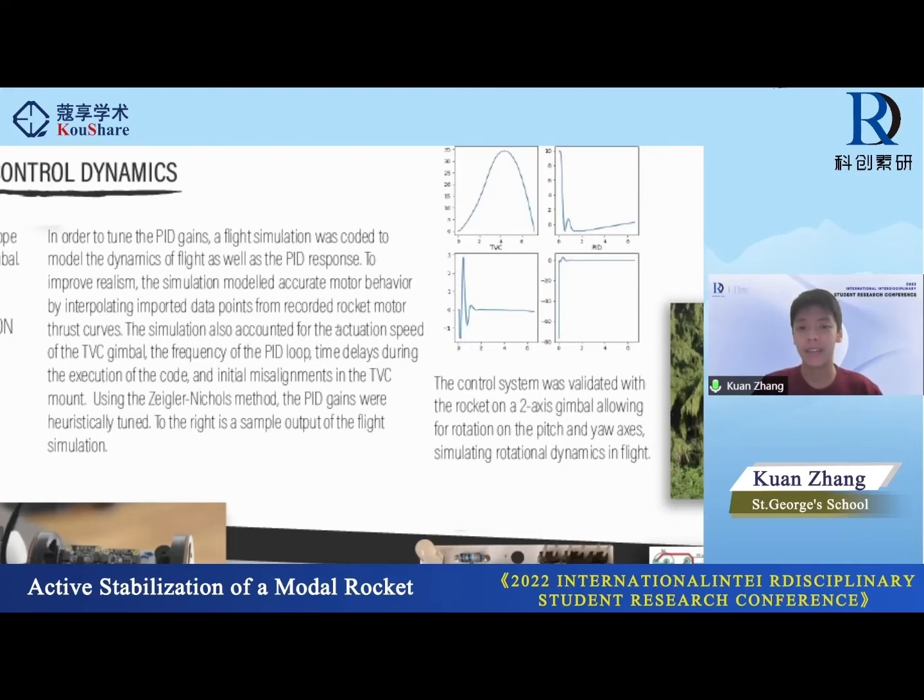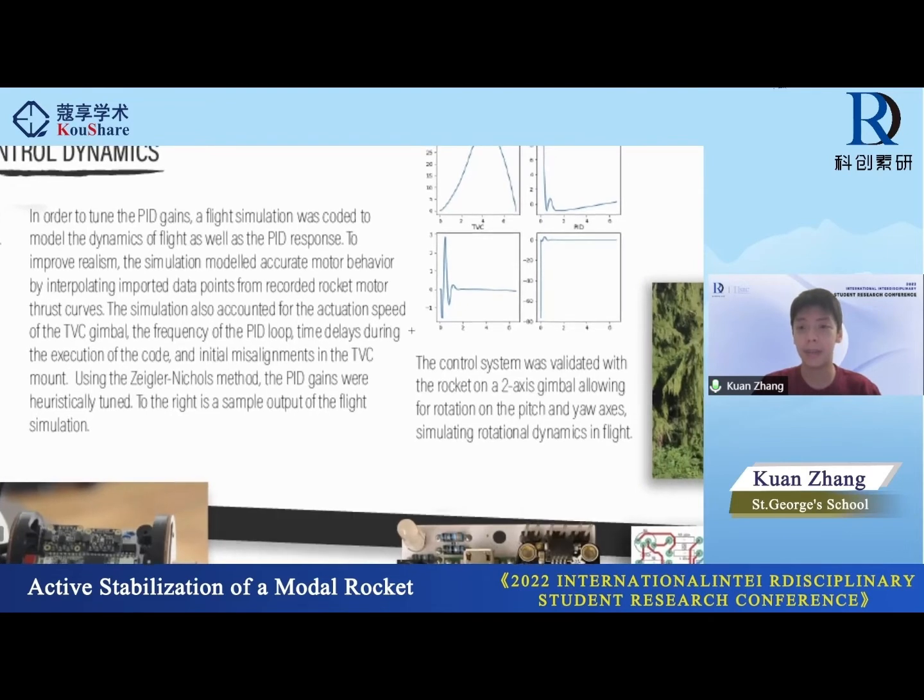The simulation also accounted for the actuation speed of the TVC gimbal, the frequency of the PID loop, time delays during the execution of the code, and initial misalignments in the TVC mount. Using the Ziegler-Nichols method, the PID gains were heuristically tuned.